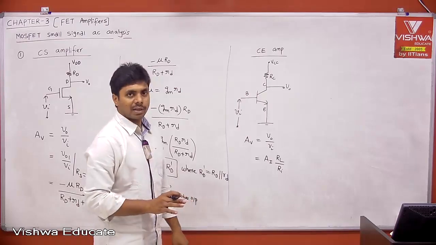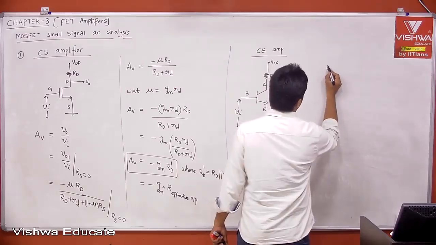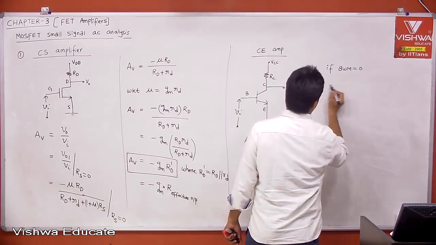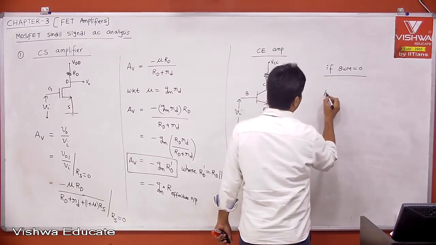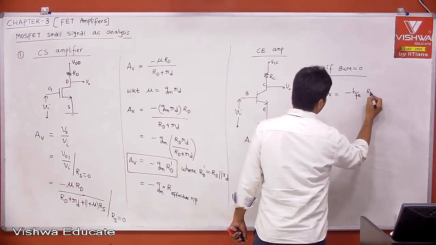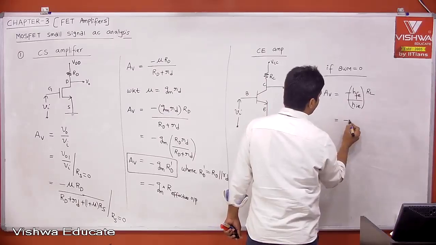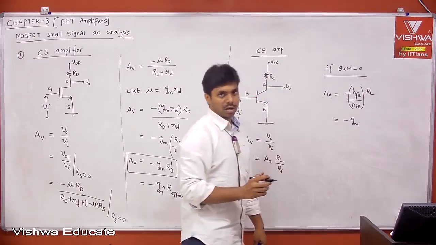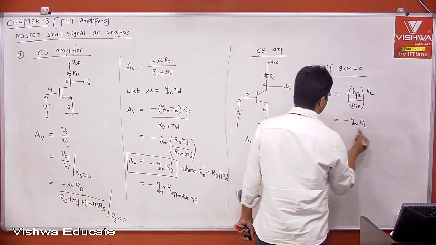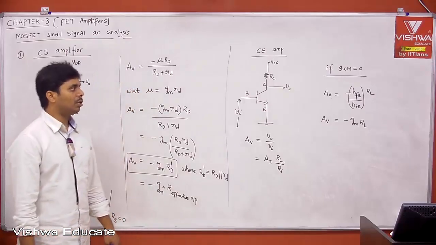Let us say I neglect base width modulation, therefore base width modulation is 0. Then what is the voltage gain? Voltage gain is minus HFE into RL divided by HIE. What is HFE divided by HIE? That is GM from the hybrid pi model. So from the hybrid pi model, minus GM into the load RL. This is our voltage gain.